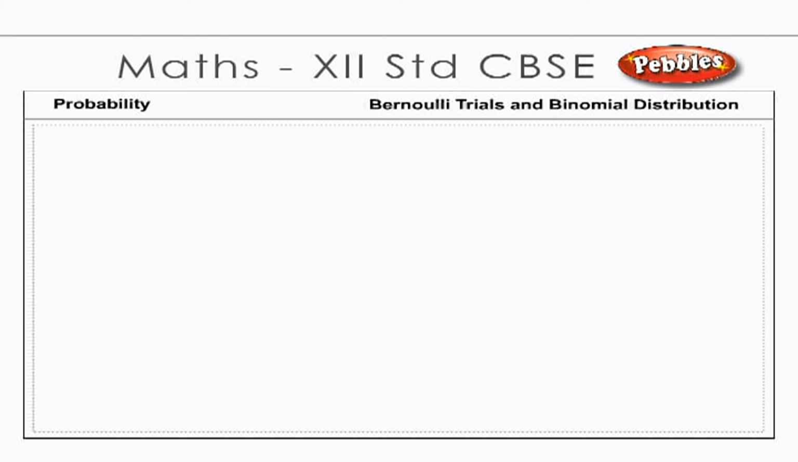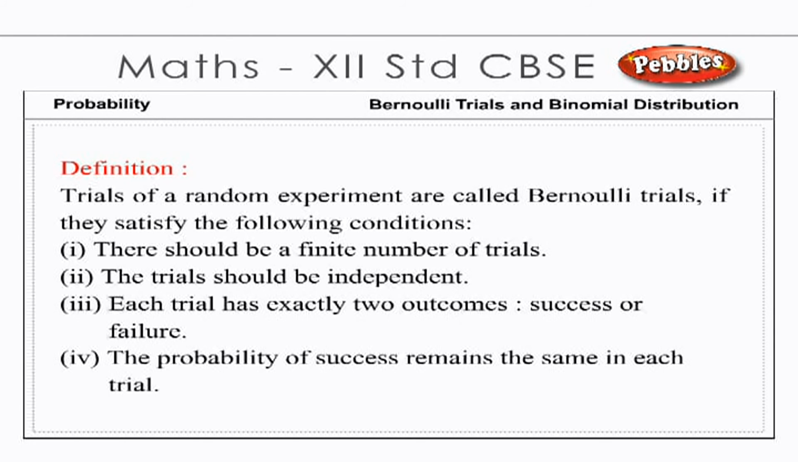Bernoulli trials and binomial distribution. Definition 8. Trials of a random experiment are called Bernoulli trials if they satisfy the following conditions. 1. There should be a finite number of trials. 2. The trials should be independent. 3. Each trial has exactly two outcomes, success or failure. 4. The probability of success remains the same in each trial.